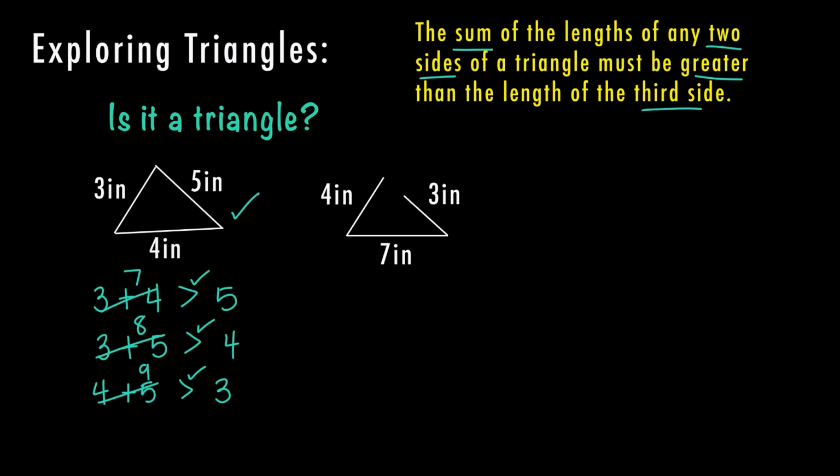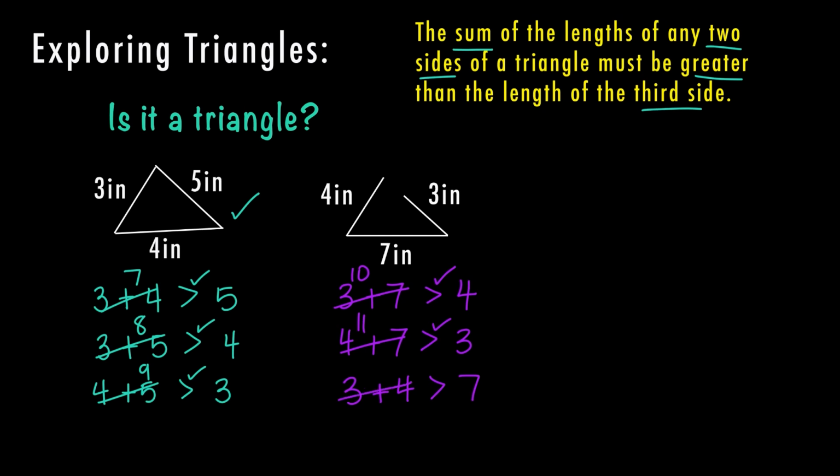For this next one, let's go ahead and say 3 plus 7, is that greater than 4? 3 plus 7 is 10, and 10 is greater than 4. Then I'm going to add 4 plus 7 and decide, is that greater than 3? 4 plus 7 is 11, that is also greater than 3. Then if we add the last two side lengths, 3 plus 4, is that greater than 7? 3 plus 4 is 7, which means this is not greater than 7, so this one is not a triangle.